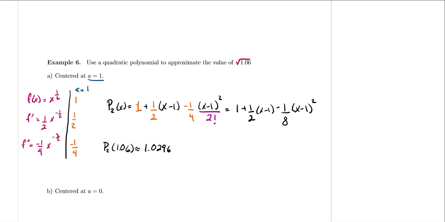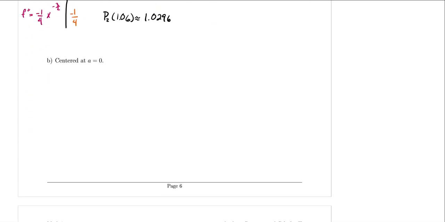What if, instead of centering our value at a equals 1, what if we centered it at 0? Would it really change our problem? Well, let's see. So now this time around, I am centering it at a equals 0. But I still want to figure out which one will be our function. Will our function still be the square root of x?